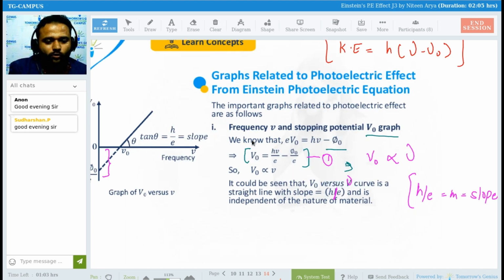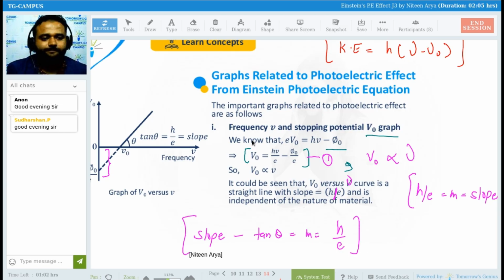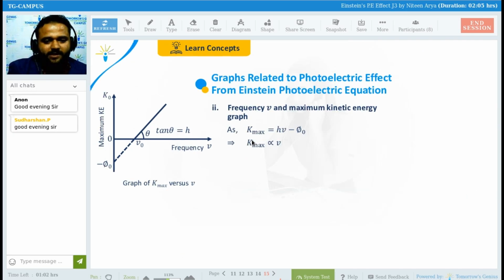The curve is a straight line with slope, and slope is tan theta, which is h over e. So that is everything. Clear, everyone? Good. Then moving ahead, in the same sense, you can find the relation, or a graph, between maximum kinetic energy and frequency. So the same thing we are going to find.